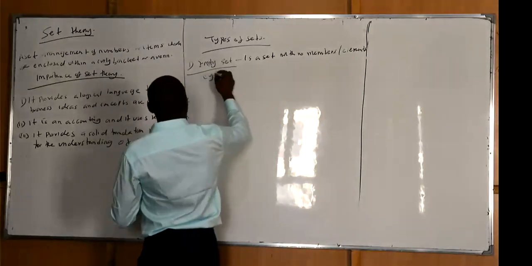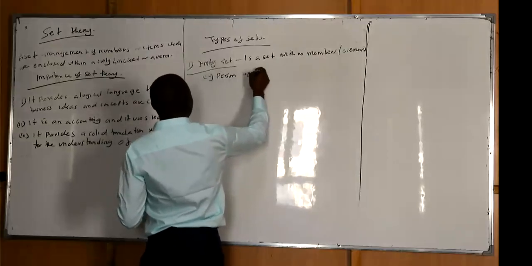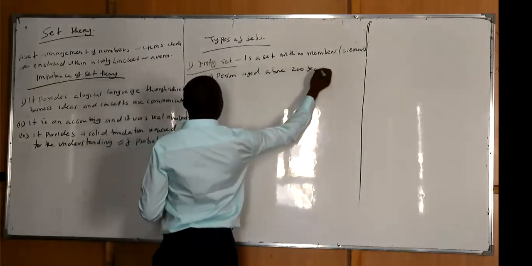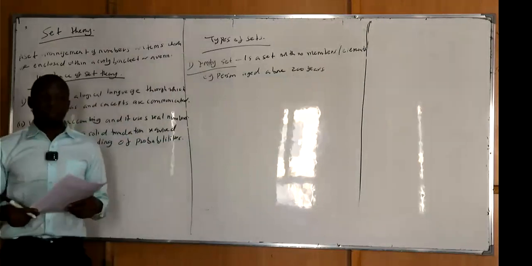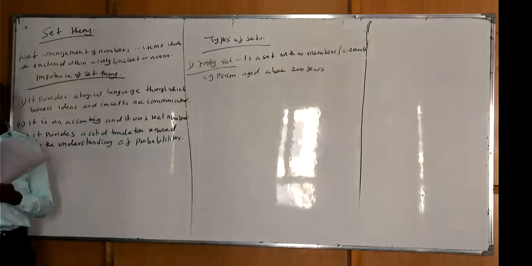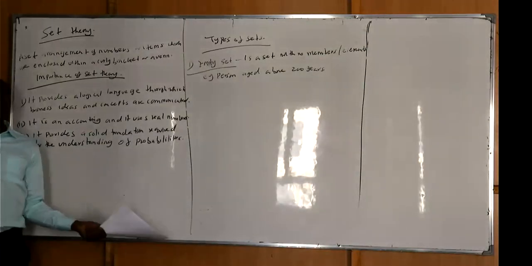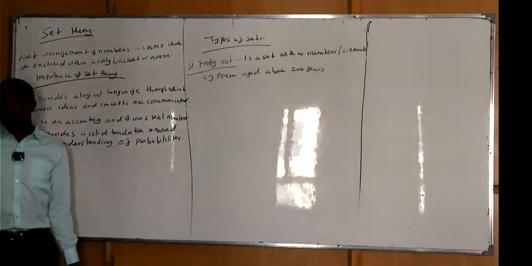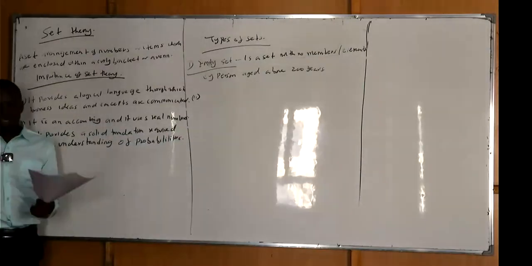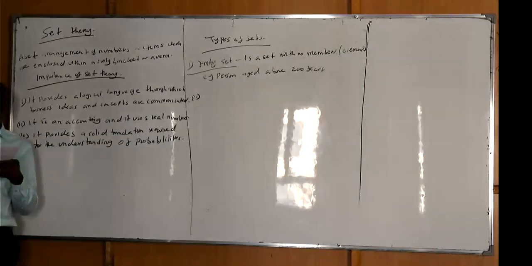e.g. a person aged above 200 years. If you want to do statistics of people who are 200 years and above, you will not get any. Unless you go back to the time of Noah. Abraham died at what age?